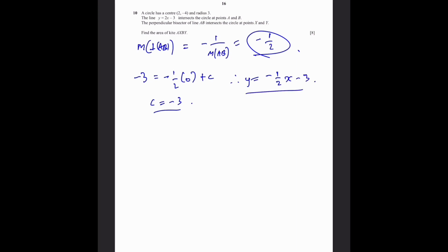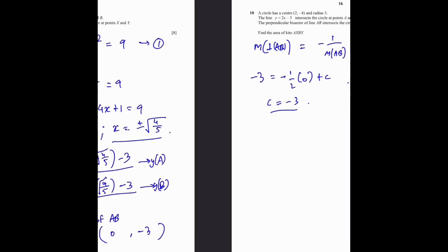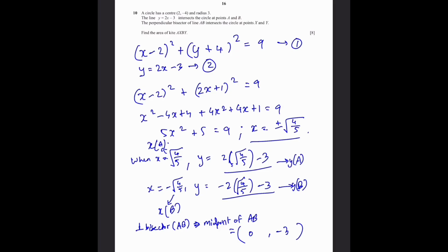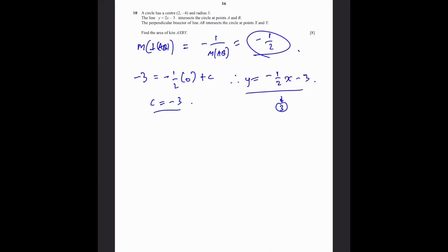Now this line intersects the circle at the points X and Y. So this is our third equation, and the circle equation is equation 1. So we can substitute this y equals minus half x minus 3 into the circle equation. So (x minus 2) the whole squared plus (minus half x minus 3 plus 4) the whole squared is equal to 9. And this is just (minus half x plus 1) the whole squared.